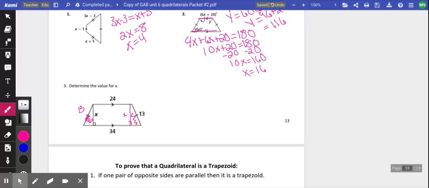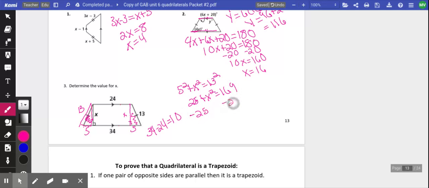If the top line is 24 and the bottom line is 34, then the two missing parts combined make 10. So then each one is half because they're congruent. So they are 5 and 5. So then to find x, I'm using the fact that this is a right triangle. So it's 5 squared plus x squared equals 13 squared, because I'm using the Pythagorean theorem. So I'm just doing that algebra. So x equals 12.